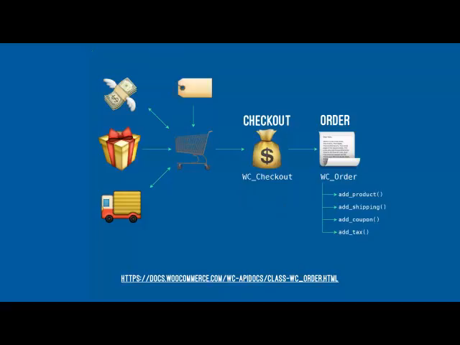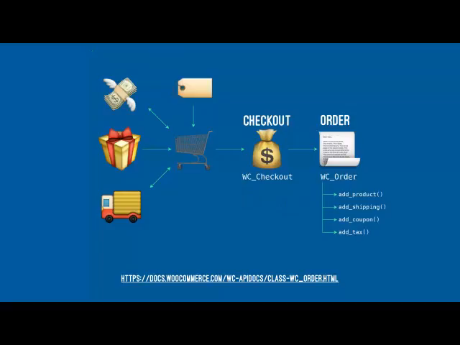Regardless of whether you're working with an order after checkout or some other stage, the WC order object provides you with an add product method for adding products to an order. These are listed as what are called a line item against the order. And then add shipping adds a shipping line item against the order. Add coupon will add a discount line item against the order. Add tax will add tax line items against the order.